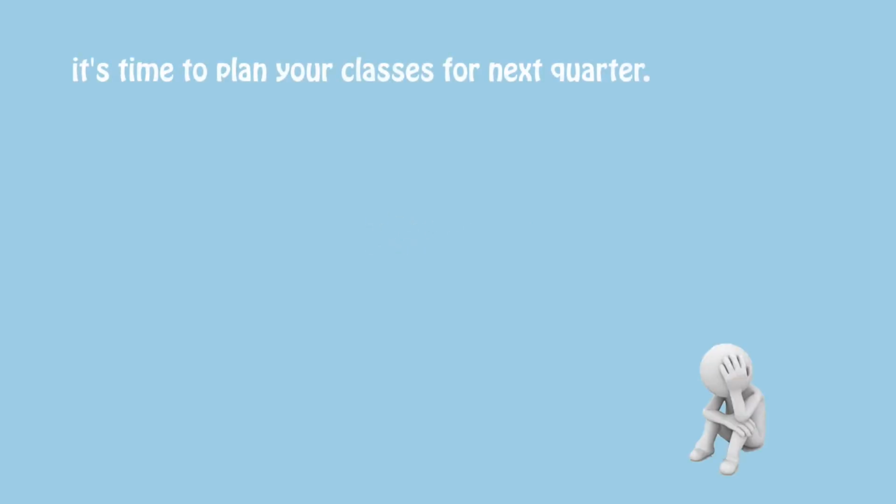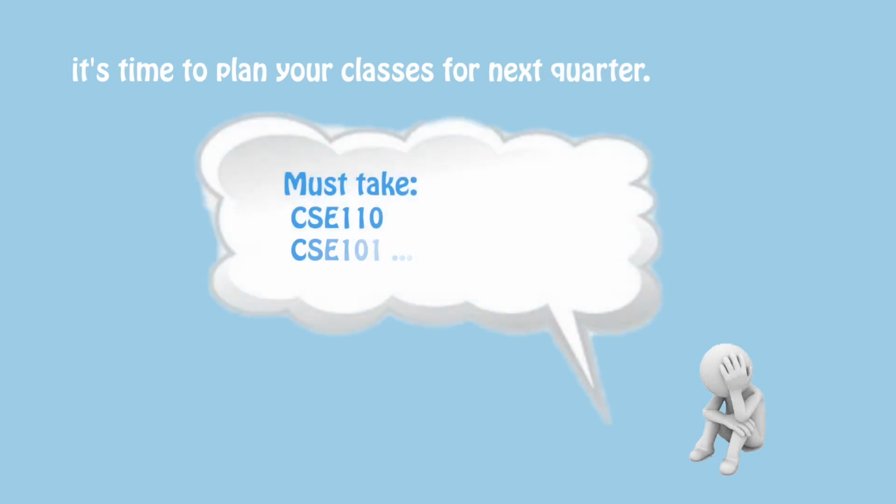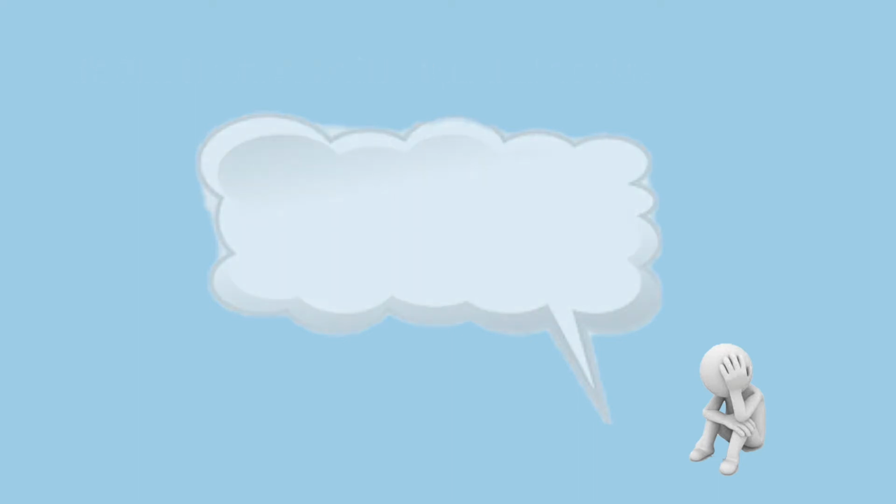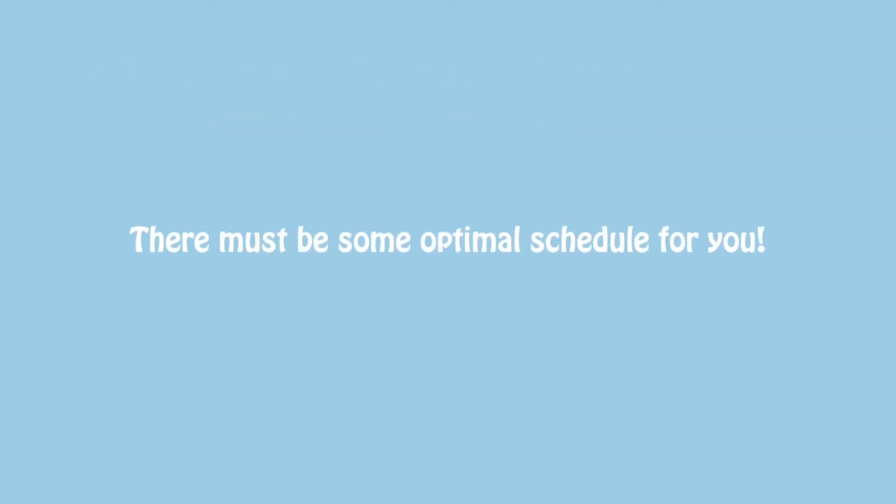Every student has had this problem before. It's time to plan your classes for next quarter. You know that there are some classes you must take if you want to stay on track to graduate, and there are some other electives that you want to take as well. Somewhere in the jumble of professors, sections, and requirements, there must be some optimal schedule for you.